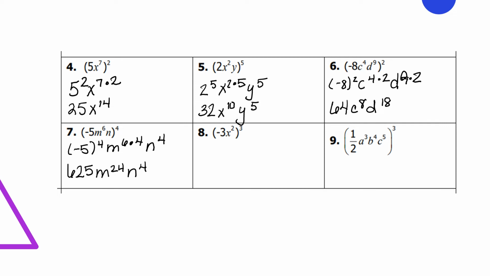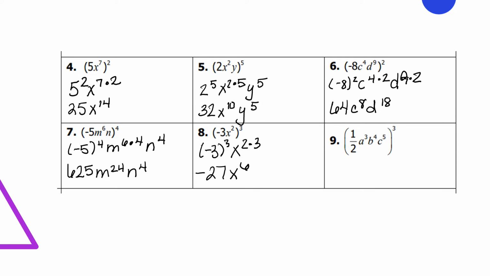Here I have negative 3 cubed. So you have an odd exponent, so you're going to end up with a negative number in the end. And then x to the 2 times 3 power. So this will be negative 27 x to the 6th.